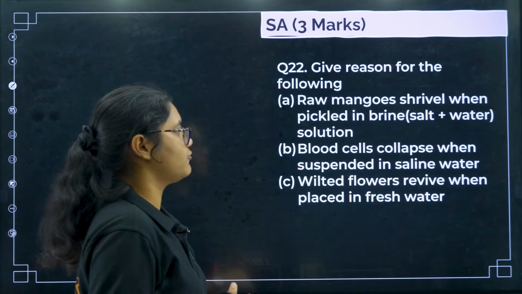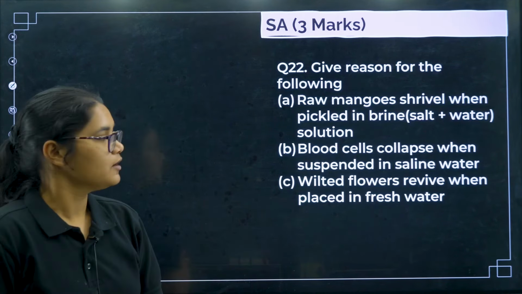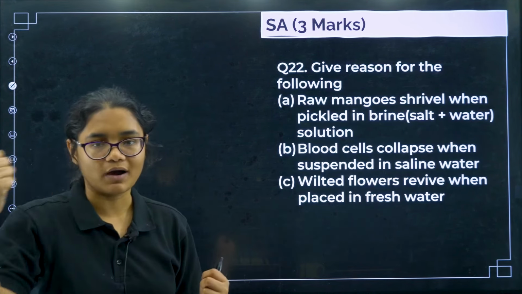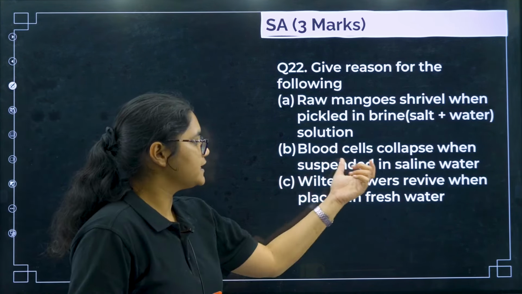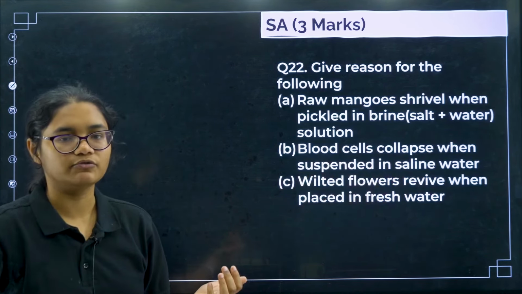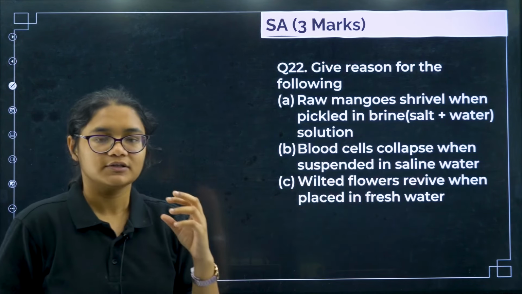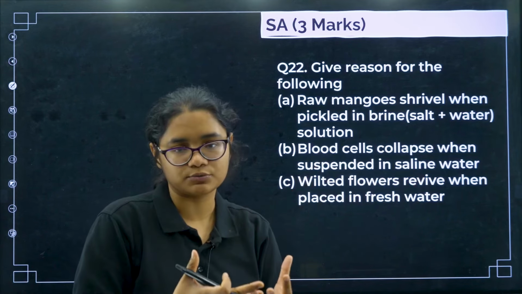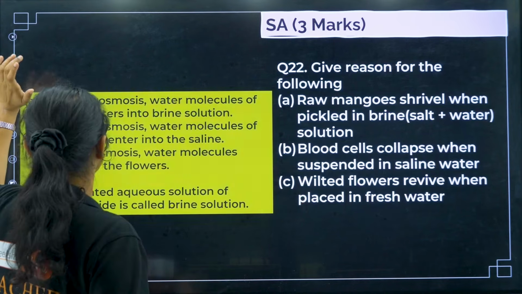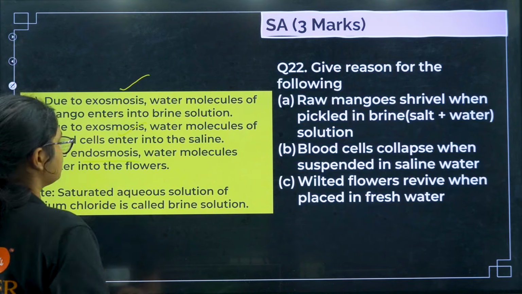Next, give reasons for the following. Raw mango shrivels when pickled in brine or salt water solution. What will happen? Raw mangoes will undergo osmosis, right? So water from the mangoes will go out, so that is why it will shrink. Blood cells collapse when suspended in saline water. Same thing, due to osmosis, water from the blood cells will move out and the cells will collapse. Wilted flowers revive when placed in fresh water. When you place them in fresh water, water will move into the flowers and they will bloom again. So you can see the example here. The first two are due to exosmosis and this one is due to endosmosis.